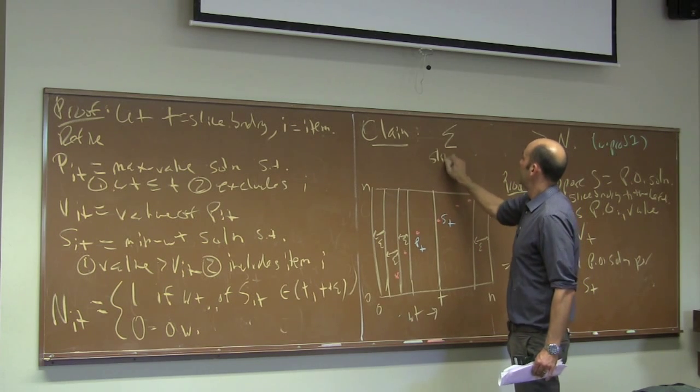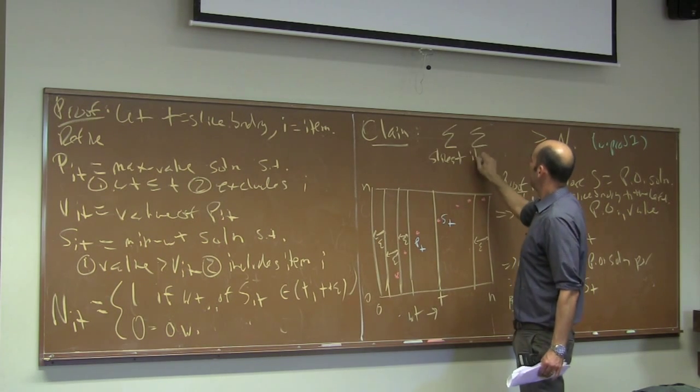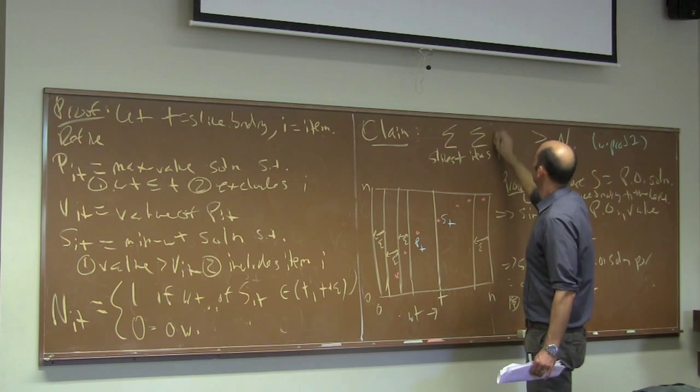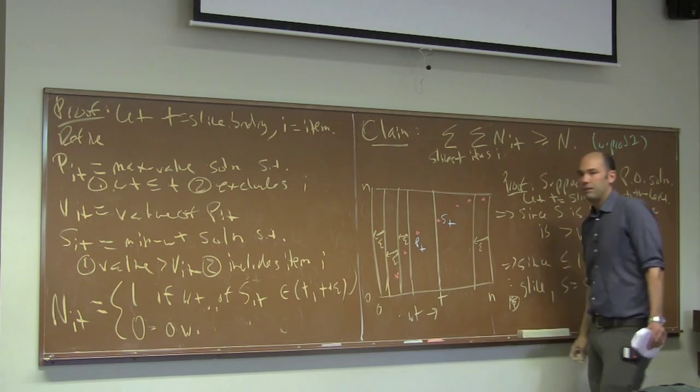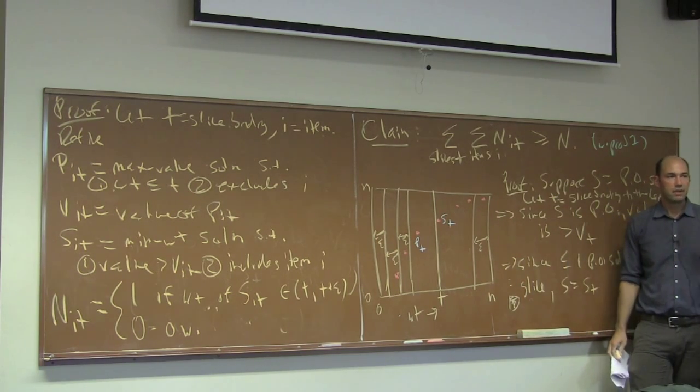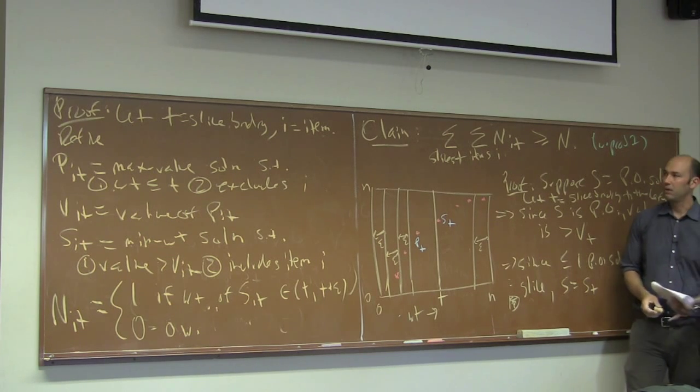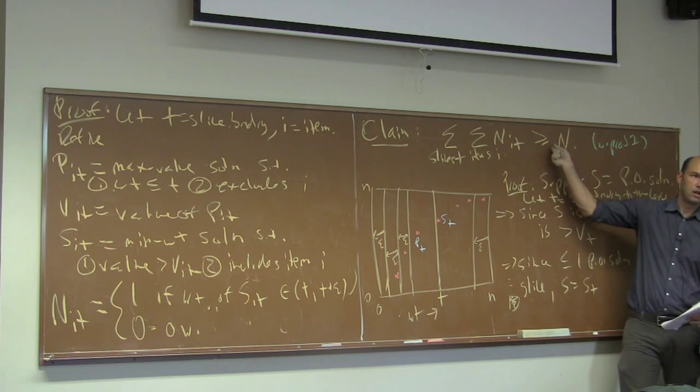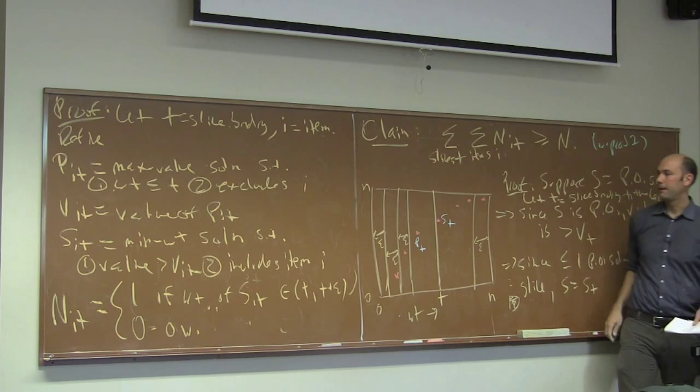So if we sum over the slices t and over the items I, I claim that we get an upper bound on the Pareto curve. And here equality doesn't hold. Okay? Here we really are going to be overcounting, but that's fine. We just want an upper bound on capital N.